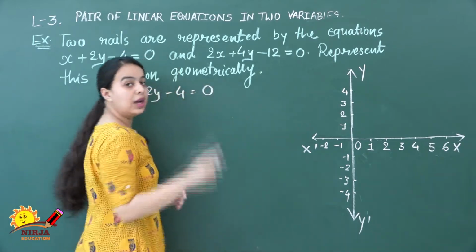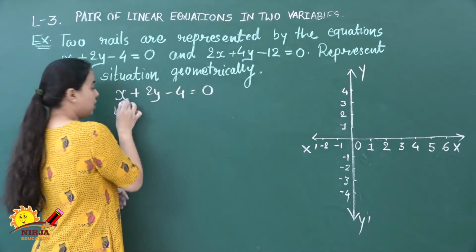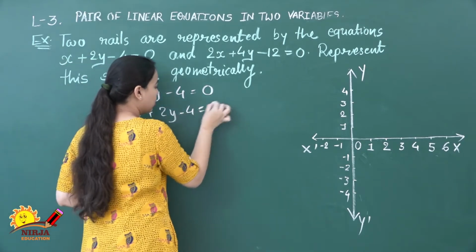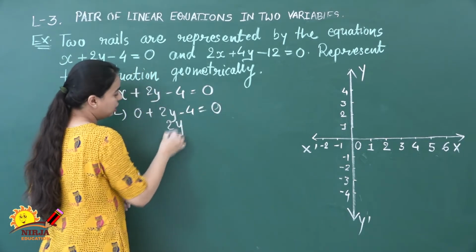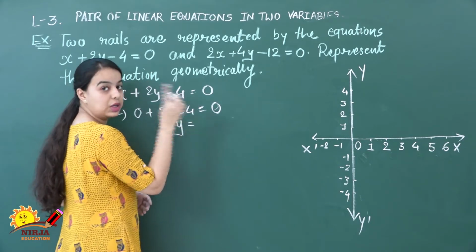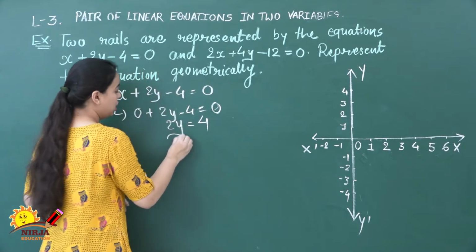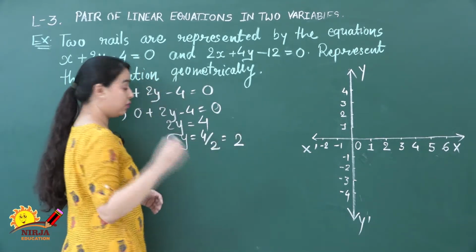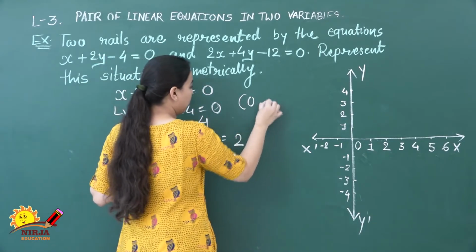First I am going to put x as 0: 0 plus 2y minus 4 is equal to 0. Let's solve it further. 2y is equal to 4, as the minus 4 goes to the other side of the equal sign and turns into 4. Y is equal to 4 divided by 2, which is 2. So here we got 1 point, x is 0, y is 2.